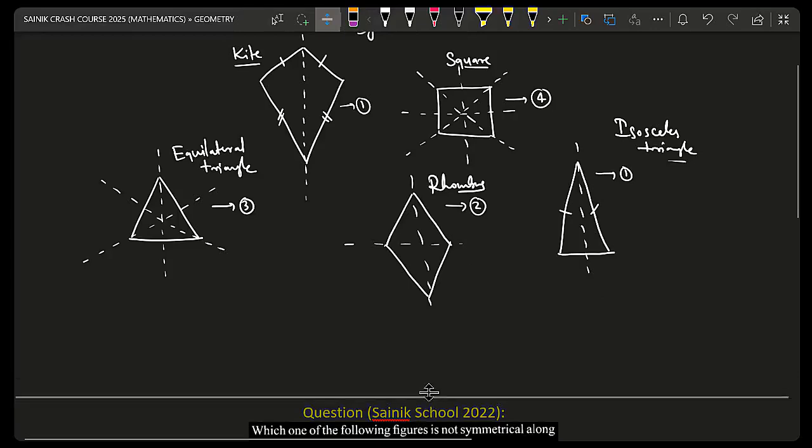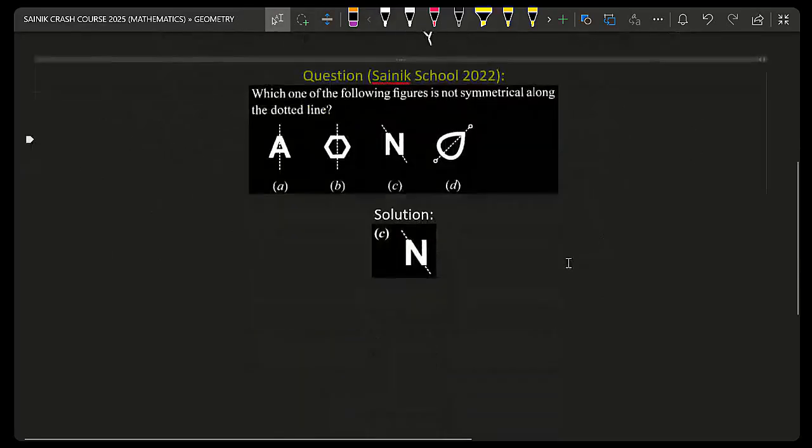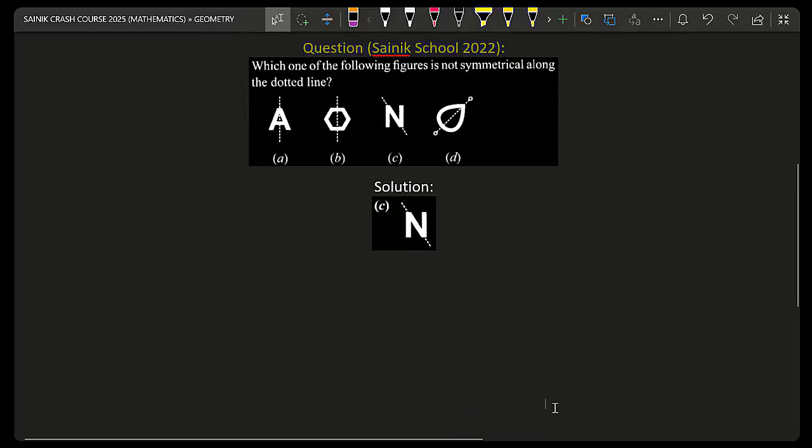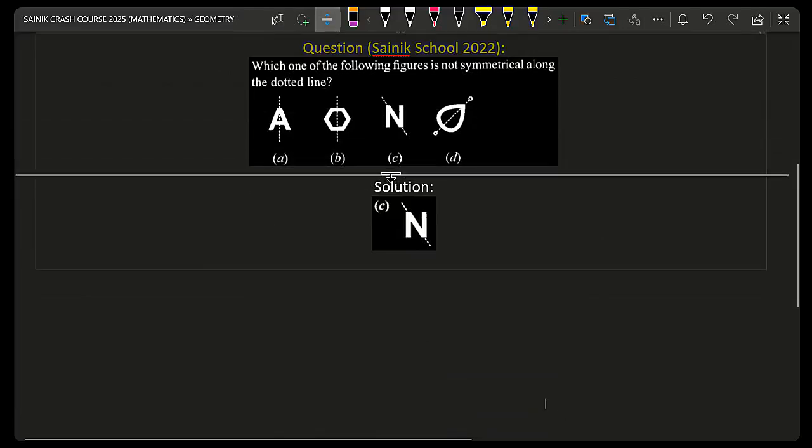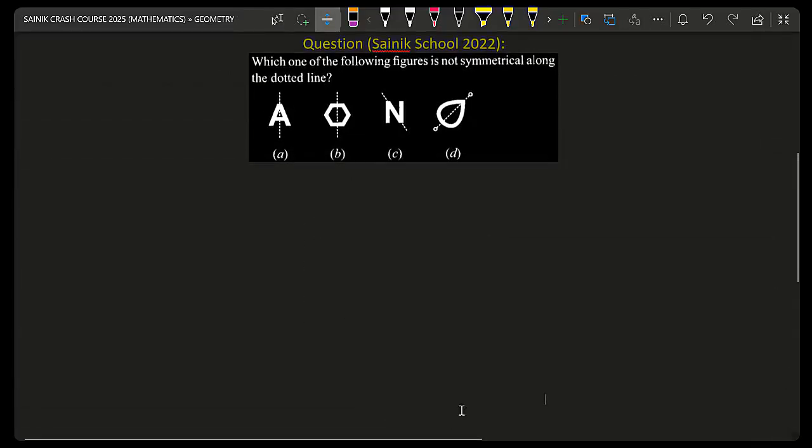So 2022 exam you got this question. Which one of the following figures is not symmetrical along the dotted line? Who is going to answer this? Sir, can I answer this? I'm sorry, solution I already displayed, but no problem, you can explain about it.